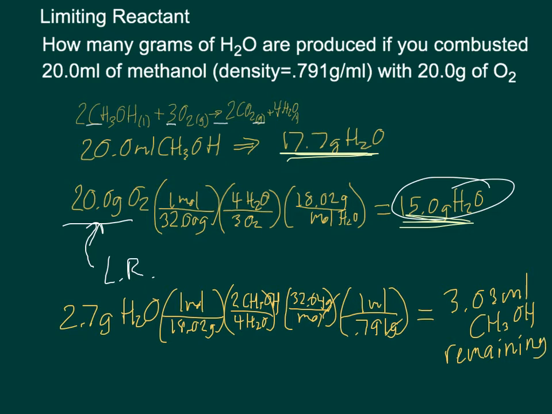So that is how much methanol we have left over at the end of this reaction. We didn't use 3.03 milliliters of the original 20. Another way of looking at that is you can say that we used 16.7 milliliters of our methanol to react all 20 grams of the oxygen. So that's how you do a limiting reactant. You find out the grams that one could make, the grams that the other could make, and then you can use those to find the excess.